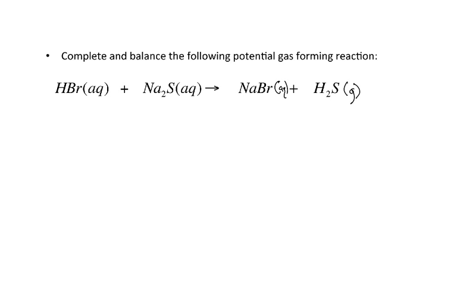It's also important to check and make sure your equations are balanced. So I know what the states are, now I need to check that they're balanced, and I don't believe they are. In order to balance these, I'm going to need a 2 in front of the NaBr and a 2 in front of the HBr. And now I think it's balanced and complete.